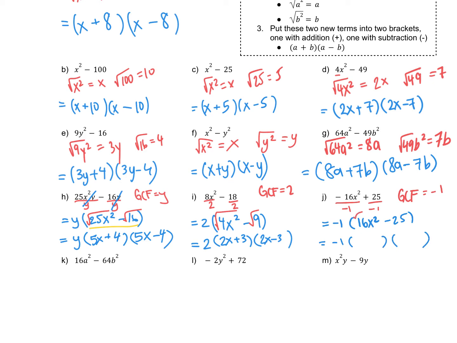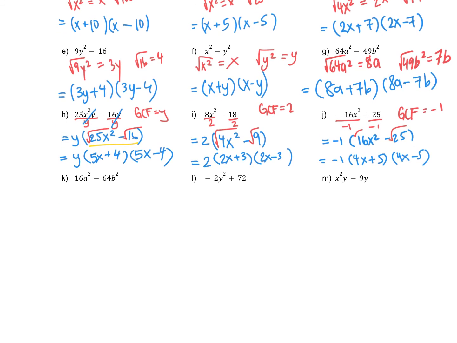So the square root of 16x squared, the square root of 16 is 4, and then the x, and then the square root of 25 is 5. So 4x plus 5, 4x minus 5.